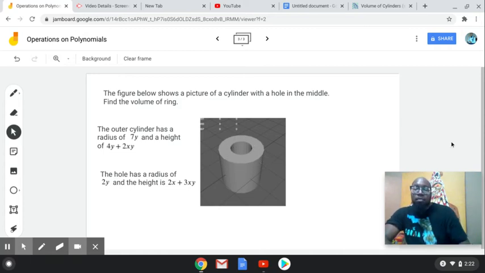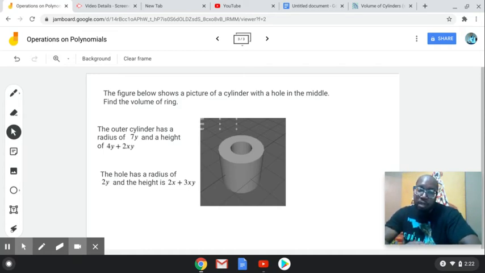Okay. So it says that the outer cylinder has a radius of 7y and a height of 4y plus 2x. The hole has a radius of 2y and a height of 2x plus 3xy. Okay. So we're going to use those expressions to help us find the volume of the ring.